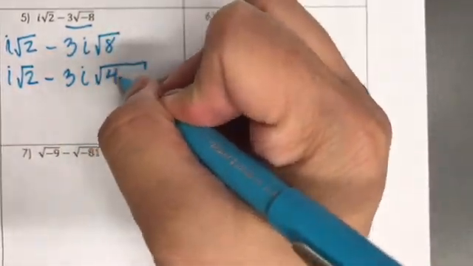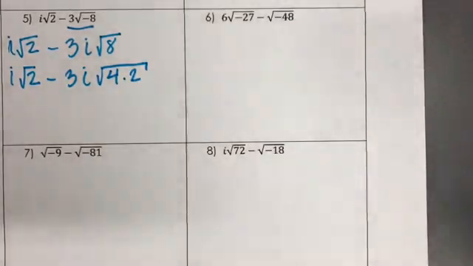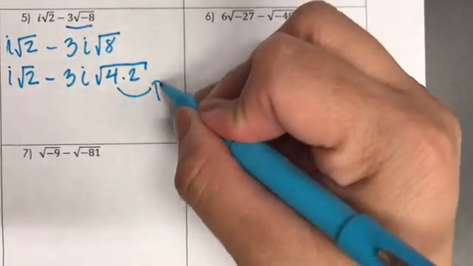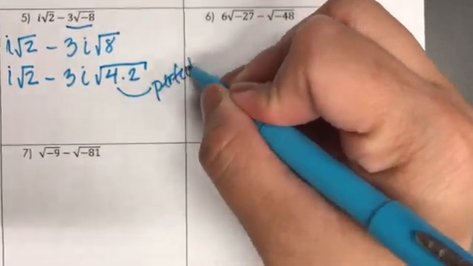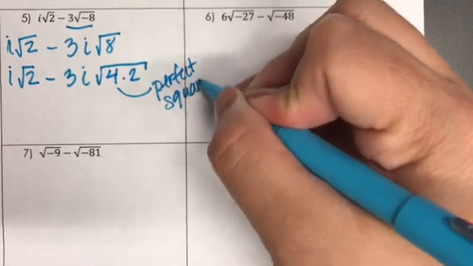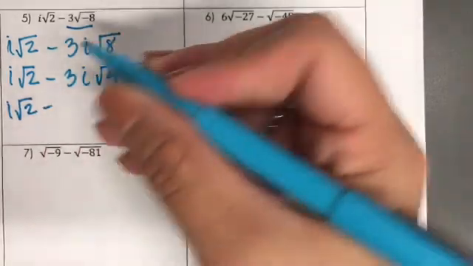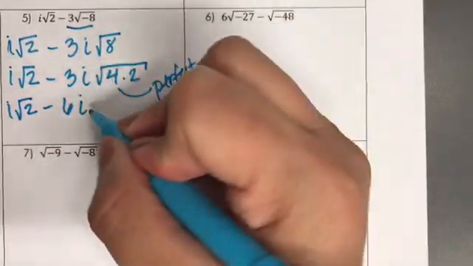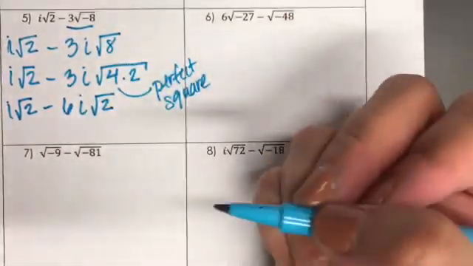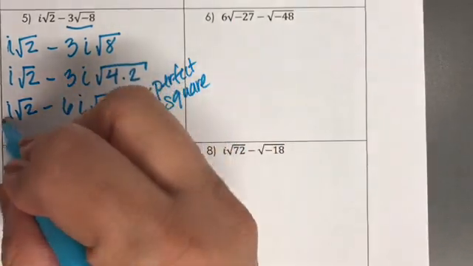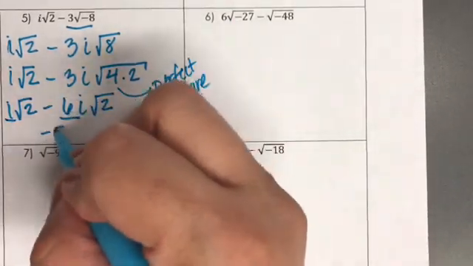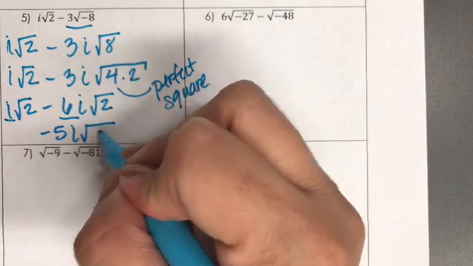We're going to expand 4 times 2. This right here is a perfect square. Square root of 2 minus 6i square root of 2. Collect like terms, negative 5i square root of 2.